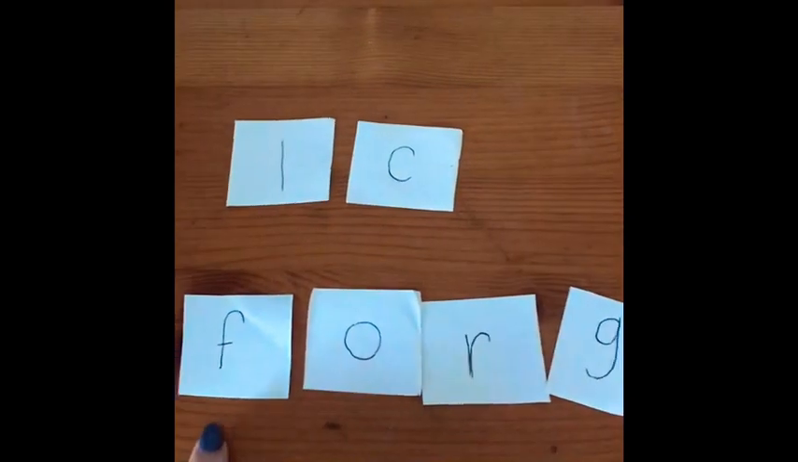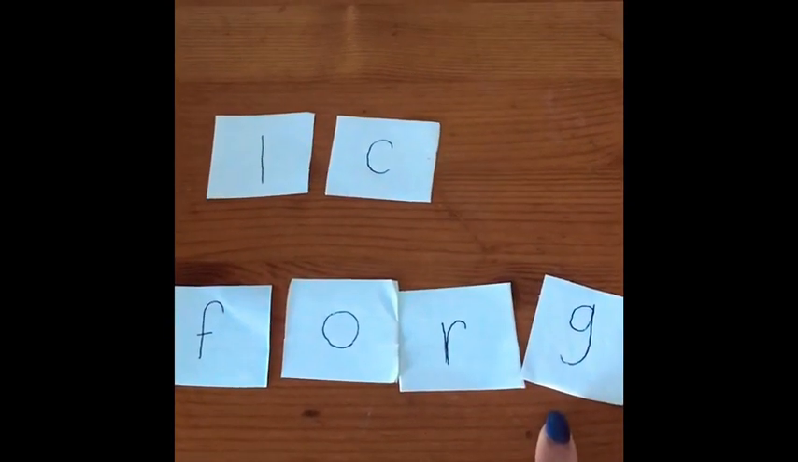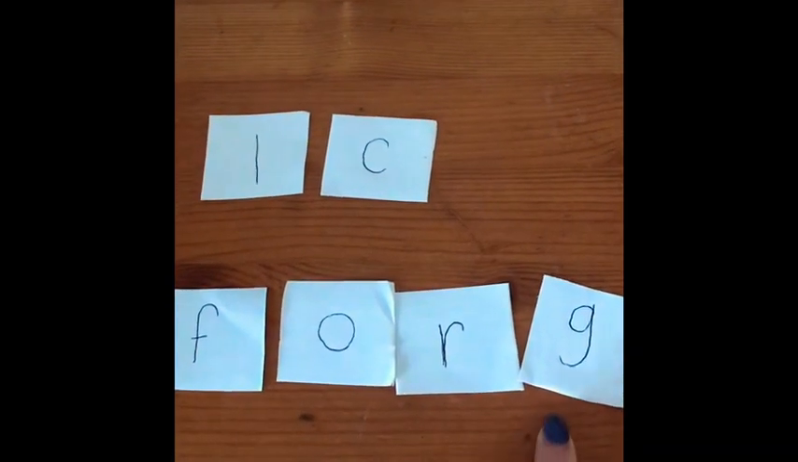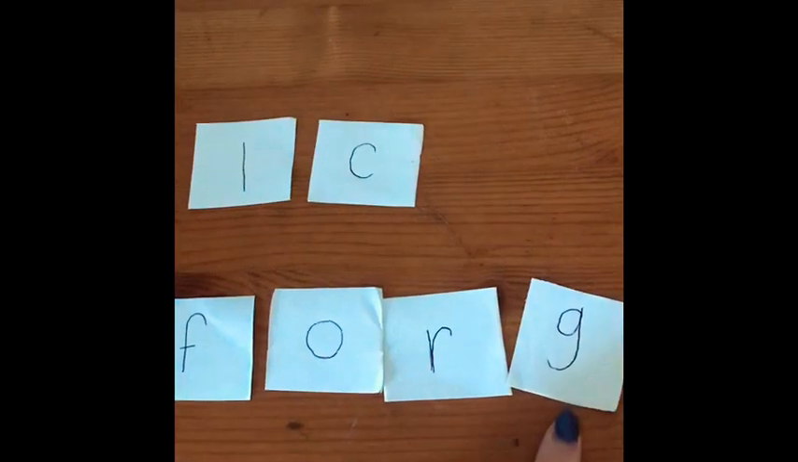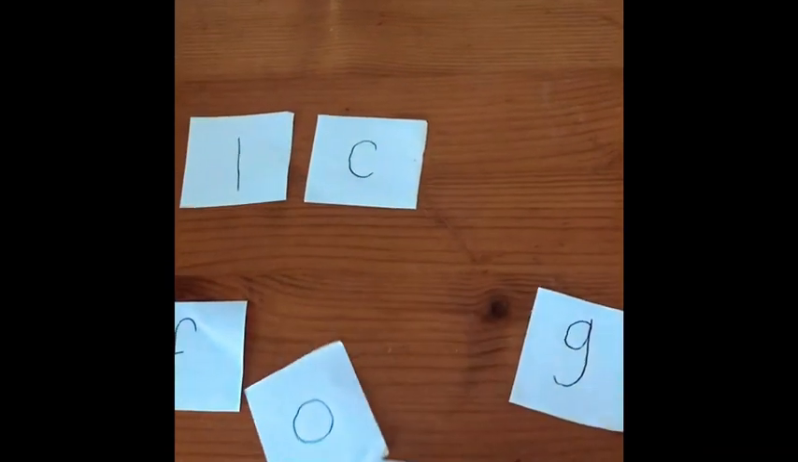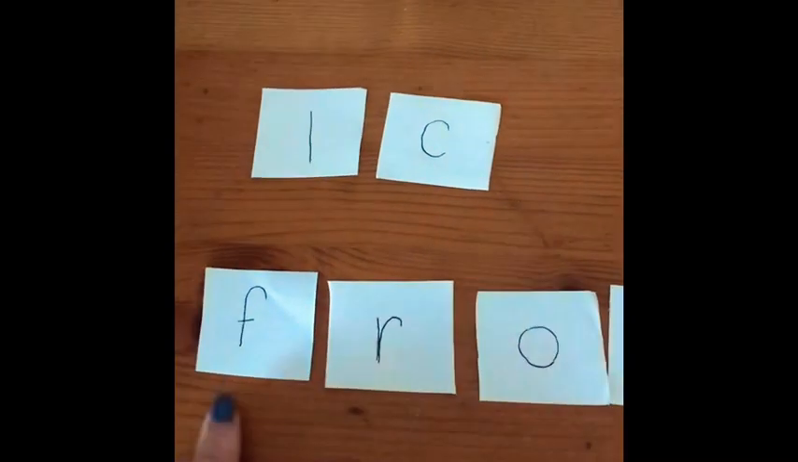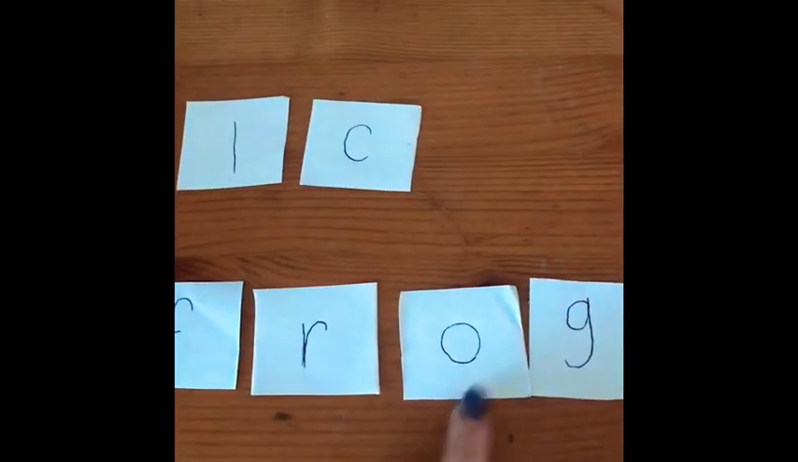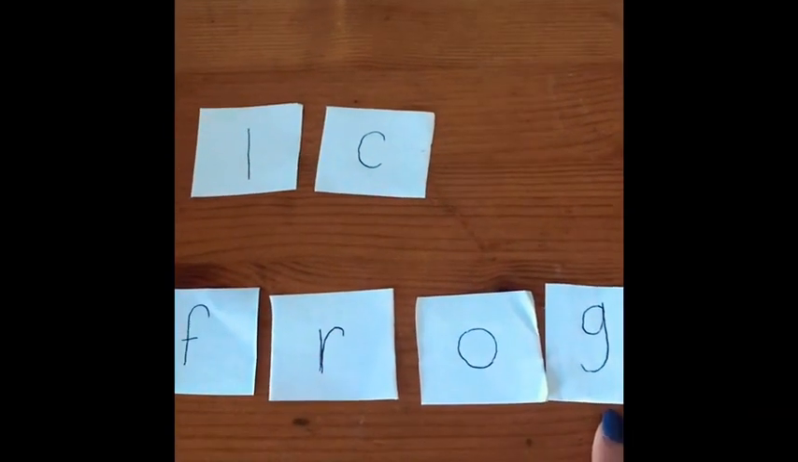G. Frog. What do I have to do to make it into a frog? F, a, g. Okay, I have to swap them round. Silly Billy. F, a, g. Frog.